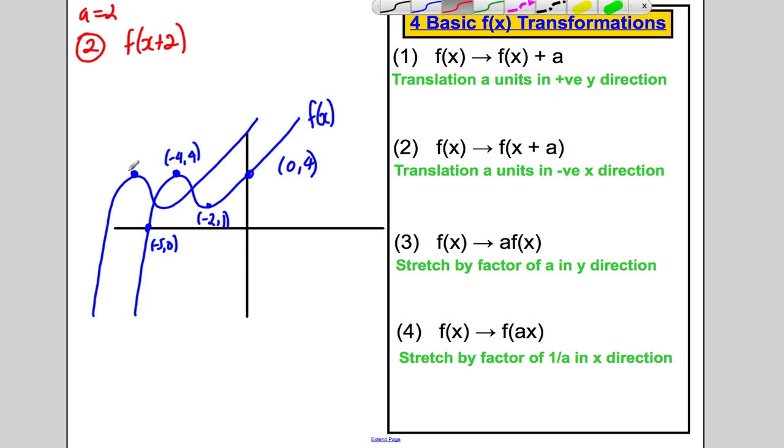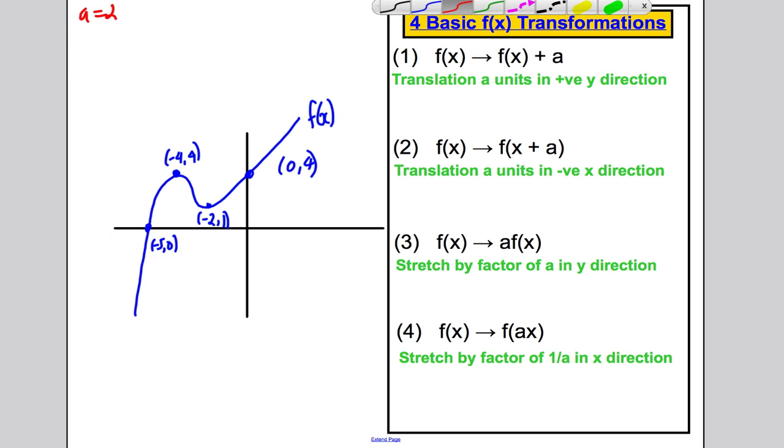This point here would clearly be (-6, 4). This point here would be (-7, 0). This point here would be (-4, 1). And we no longer actually know where this point is. We'd have to find it using algebra. Okay. Next.